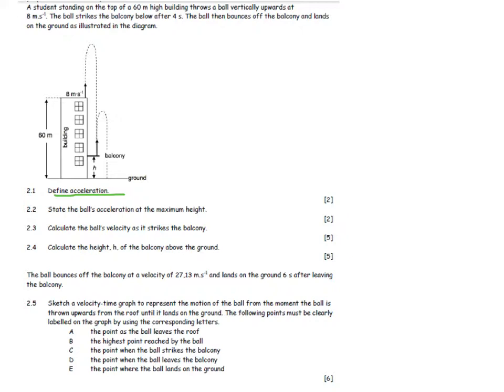So what have we got? We've got the student standing on the top of a building that is 60 meters high, and the ball is thrown upwards at 8 meters per second, and it strikes the balcony after 4 seconds, and then it bounces and it goes down to the ground. So what is the ball's acceleration at its maximum height? When it's in free fall, which it is for this whole trip, the acceleration is always 9,8 meters per second squared downwards.